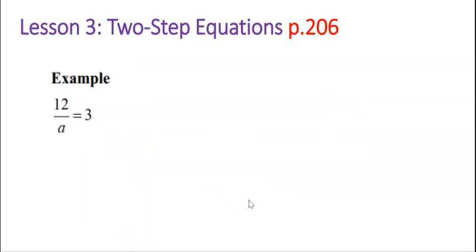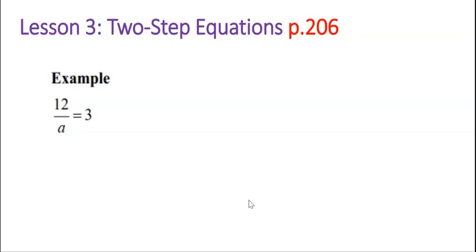The next example is a little different from the other ones. This looks like a one-step equation, but it isn't, because we have a variable down here in the denominator. We have 12 over a is equal to 3. How are we going to isolate a? We are not doing anything to a. A is down in the denominator.